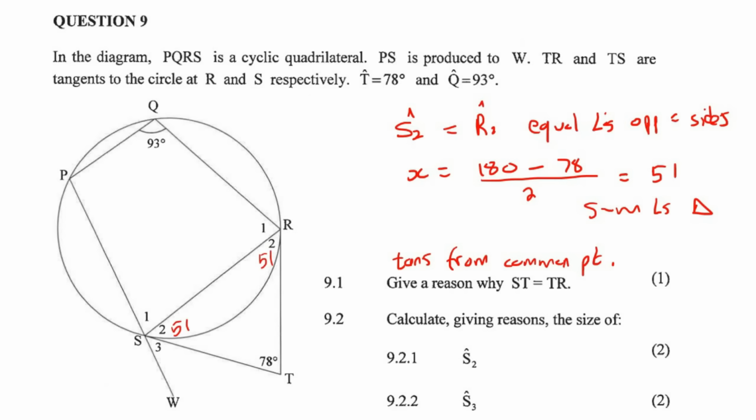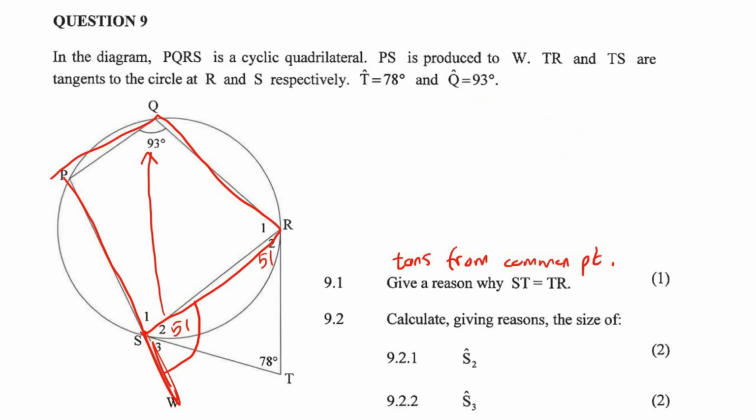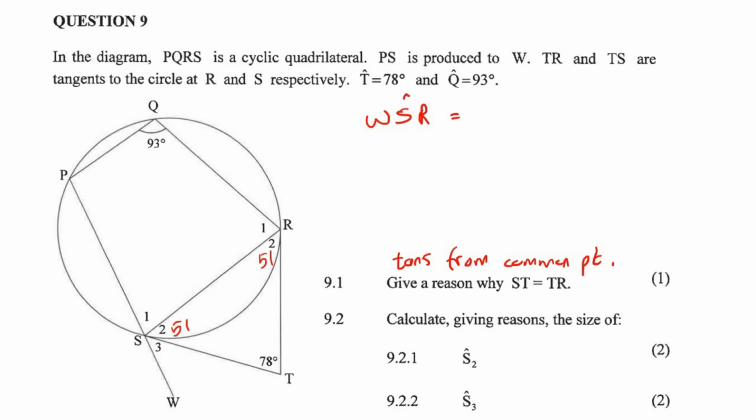The next question for 2 marks, calculate S3. So what we know is that this shape here is a cyclic quadrilateral. And we know that the external angle of a cyclic quadrilateral, so this whole angle over here, will always be equal to the interior opposite angle. So that whole angle is WSR. We can call it WSR, like that. And we can say that that's equal to 93. And that's just because of exterior angle of a cyclic quad.